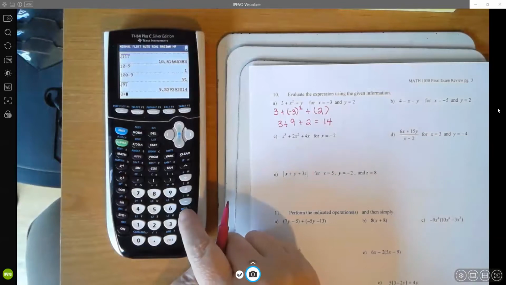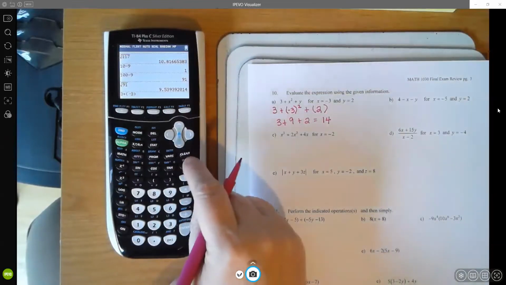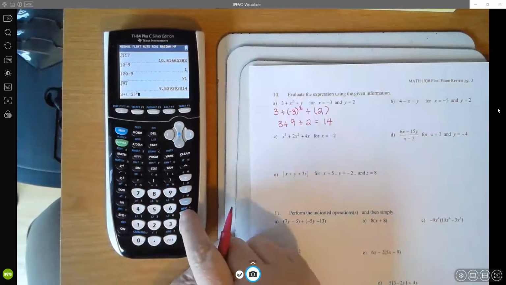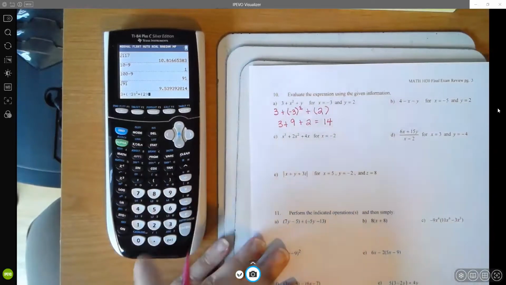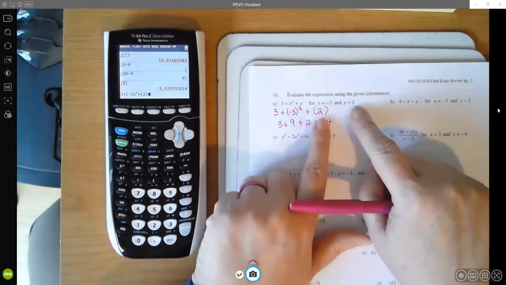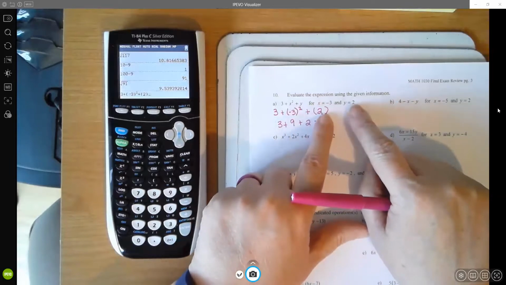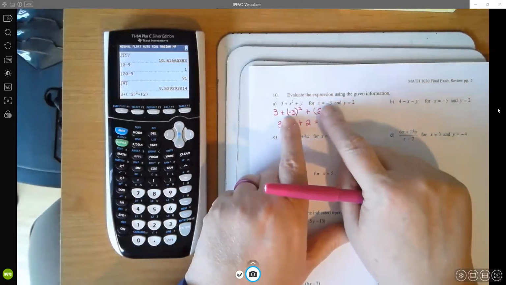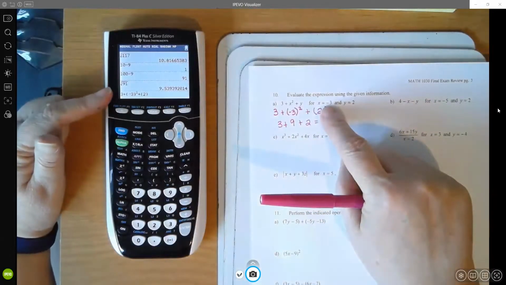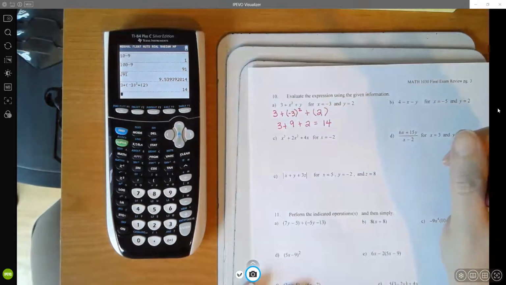So 3 plus parentheses negative 3 squared plus parentheses 2. Notice when I do this, I use parentheses to show where I plugged in the number, because one of the mistakes that I tend to make is to plug in the wrong number, and I can say, well, the second parentheses is my y, did I plug in a 2? The first parentheses is my x, did I plug in a negative 3? And did I type that into the calculator the way that it looks? And yes, I did. So that way I can double check my work.